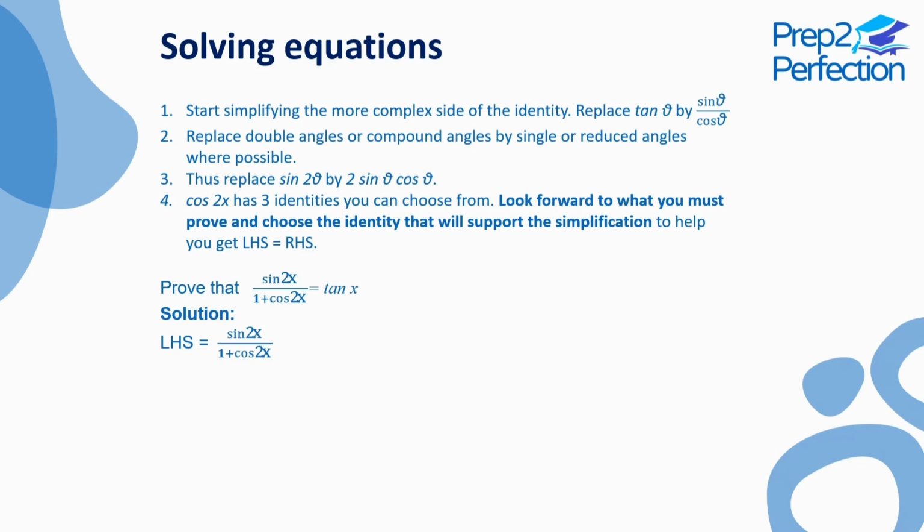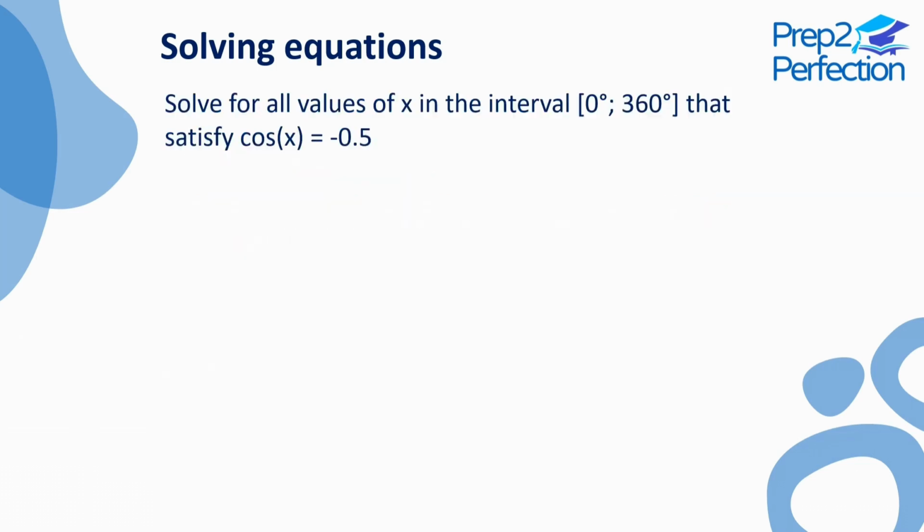We'll start with the left-hand side, where we have sine 2x over 1 plus cos 2x. We get rid of our double and compound angles, so 2 sine x times cos x over 1 plus open bracket 2 cos squared x minus 1 close brackets. This will give us 2 sine x times cos x over 2 cos squared x. This gives us sine x over cos x, which is tan x. So the left side equals the right side.